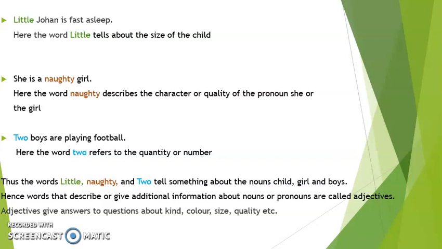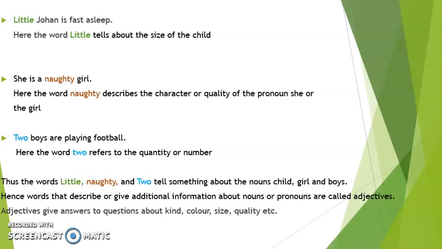And now coming to another example: two boys are playing football. Now what about the word two? It's an adjective again. It tells about the number of boys who are playing football. So the adjective two refers to the quantity or number. So adjectives have different functions. They can qualify a noun or pronoun. They can also tell us how much or the quantity of something.